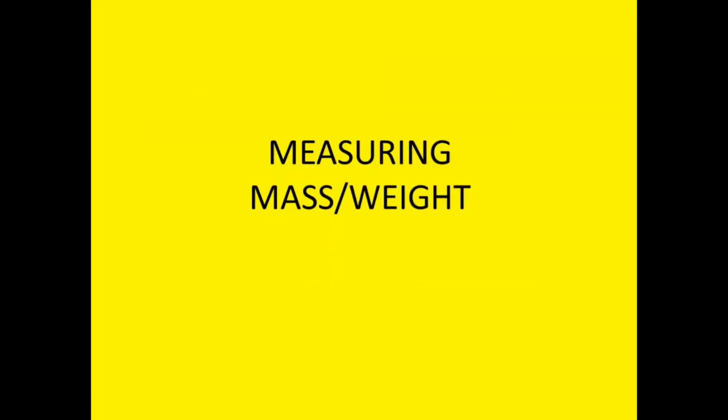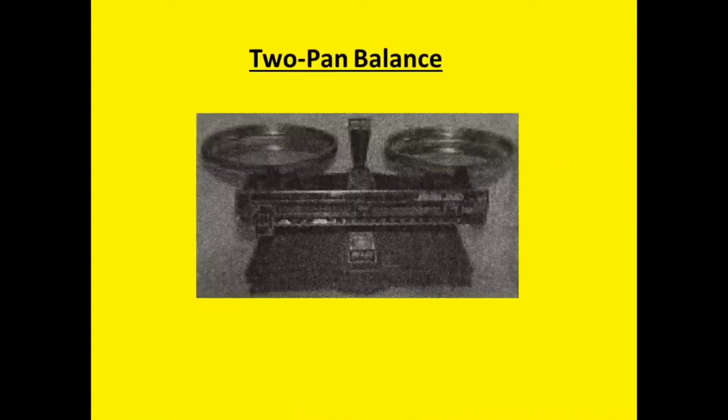Now let us discuss measuring mass or weight. The mass of an object is measured by means of the force exerted by the Earth's gravity, or the weight. The determination of mass is often performed by means of a two-pan balance. The object to be weighed is placed on one pan, and weights of known mass are placed in the other pan until the two pans are balanced.